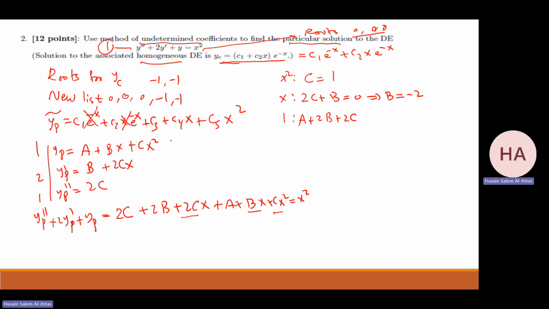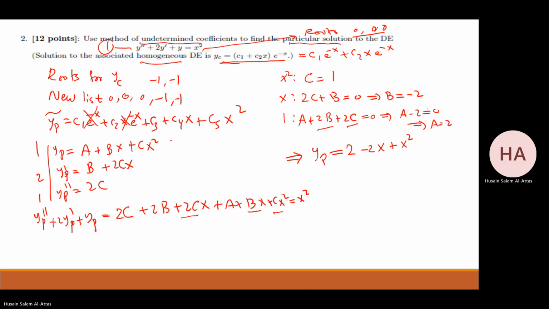Is it? Yeah. Yes. C is 1. 1 times 2, this is 2. This is minus 4. 2 minus 4, this is equal to 0, by the way. So you have A minus 2 equals 0. So A equals 2. So it is YP will be A, which is 2, B minus 2, and C is 1. That will be YP.